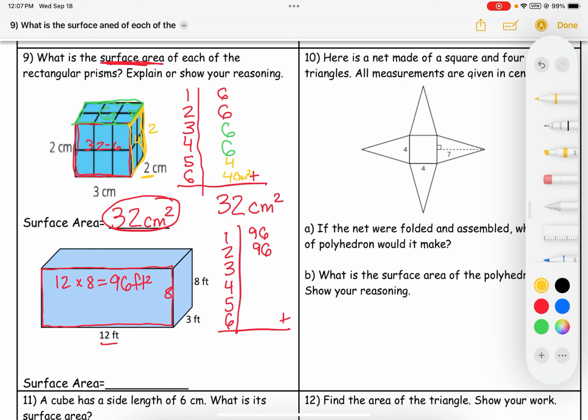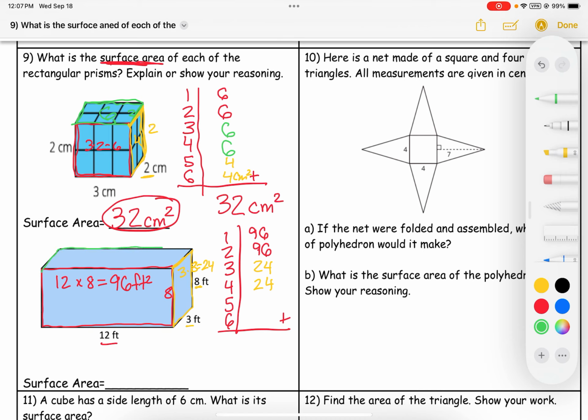I'm going to do one in yellow. So this side, the base looks like it's 3 and the height is 8. 3 times 8 is 24 feet squared. So we have 24. The opposite side we can't see is also 24. And then we're going to do the top.